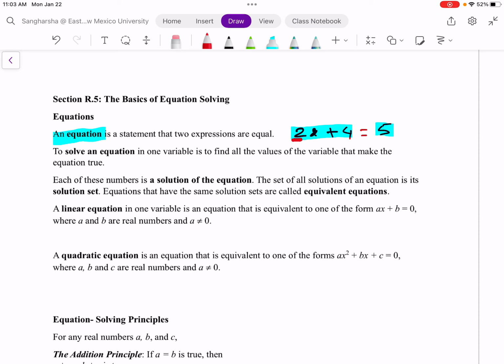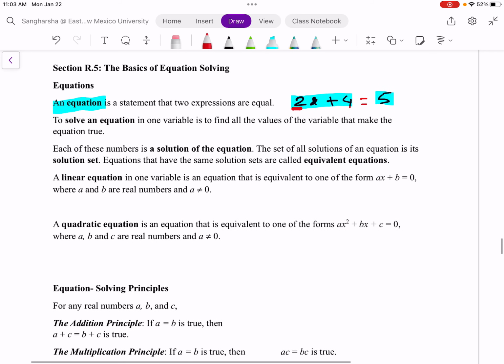Now, if our equation is of this form, ax plus b equals 0, then our equation is a linear equation. Here a and b can be any real numbers, and a is not equal to 0. If you have the equation ax plus b equals 0, that is your linear equation. We'll be talking a lot about linear and quadratic equations. It's just a kind of review here.